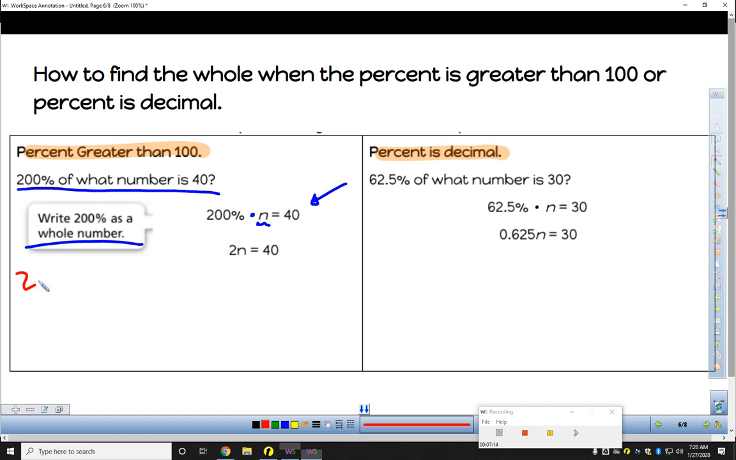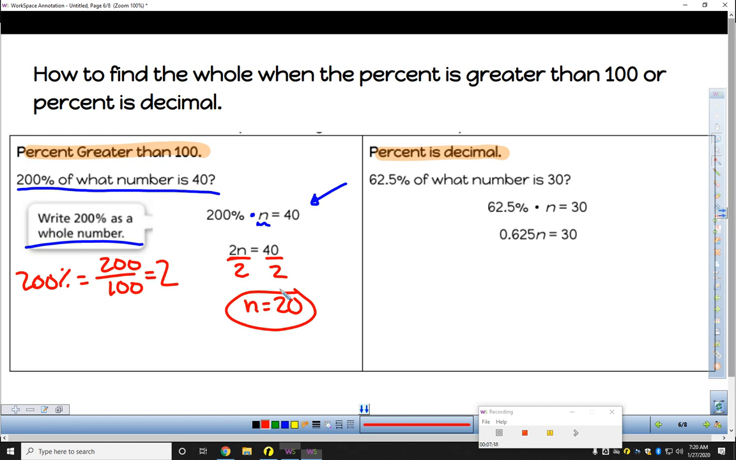So let me remind you of something. 200%. Percents are always the number compared to 100. And then you could simplify that fraction, and that's how I got the 2 here in my equation. So 2 times something is 40. Well, I want to get the variable by itself, so I'm going to divide by 2. N is equal to 20. If you have questions about that, again, please stop me.